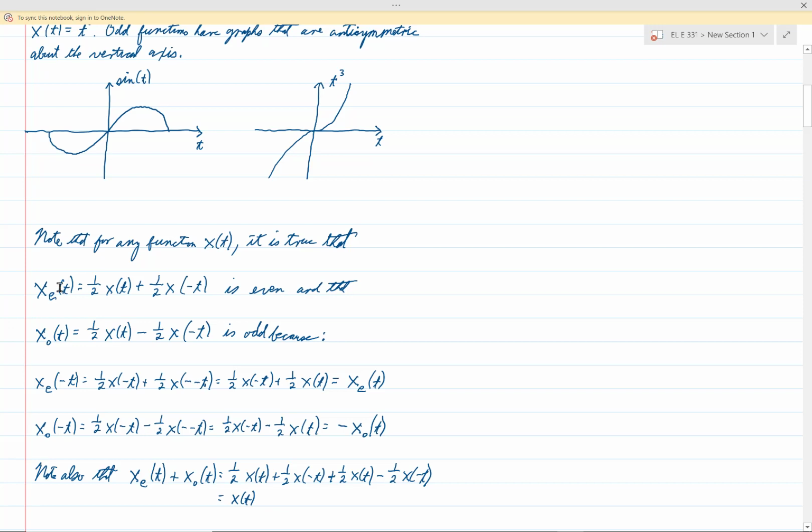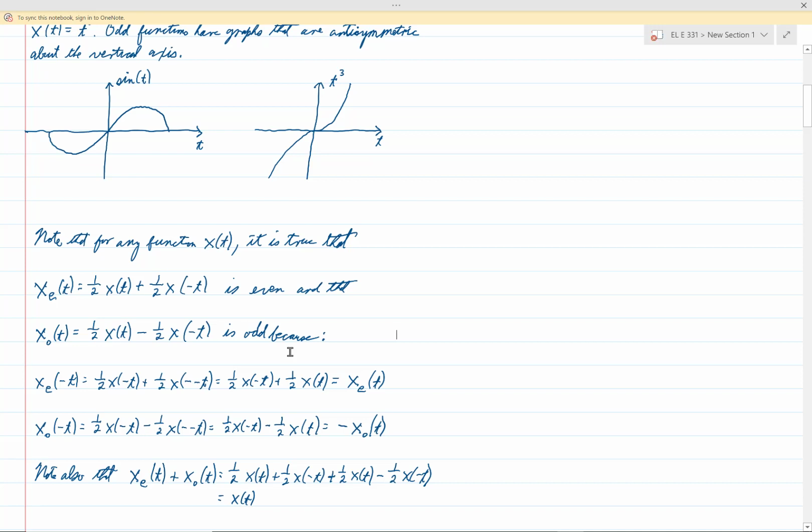Because you remember, this is going to be even if x sub e of negative t is equal to x sub e of t. And let's check that down here. x sub e of negative t, using this definition here, that would be 1/2 x of negative t, because again, we're just plugging in negative t for t into this definition. So we'd have 1/2 x of negative t plus 1/2 x of negative negative t, but that's the same thing as 1/2 x of negative t plus 1/2 x of t, which is just the same as x sub e of t.